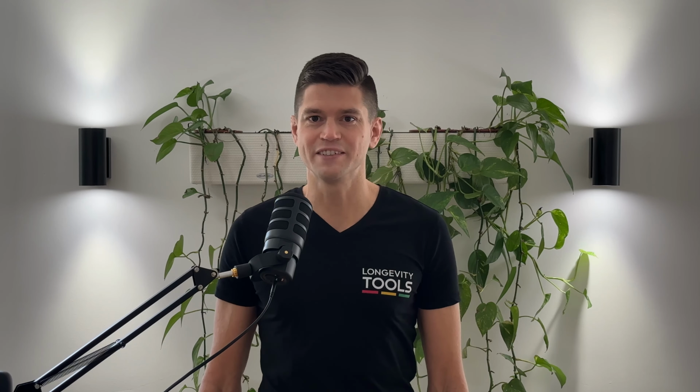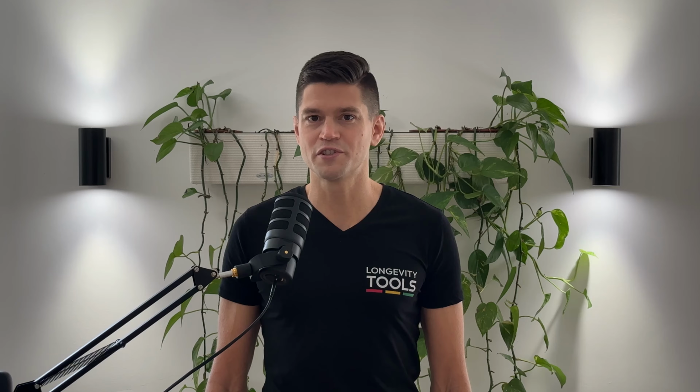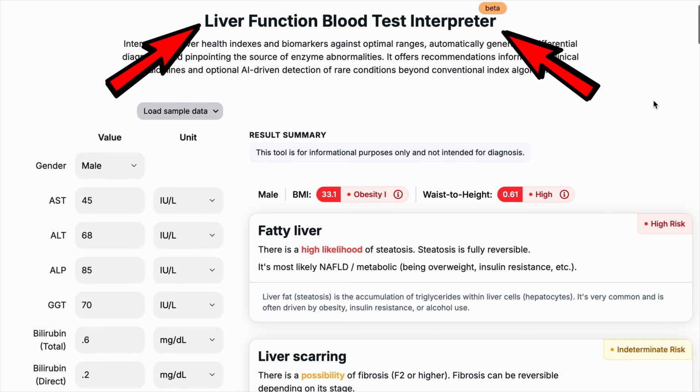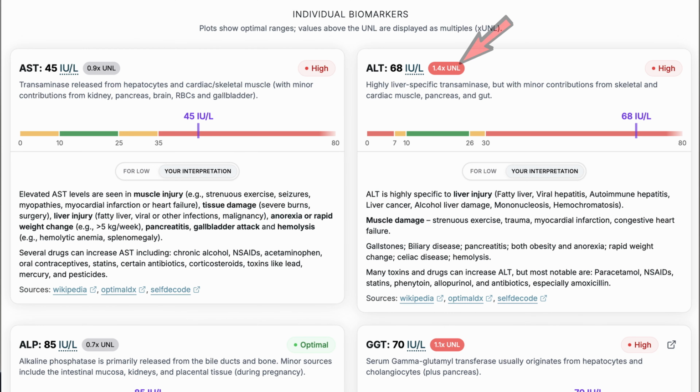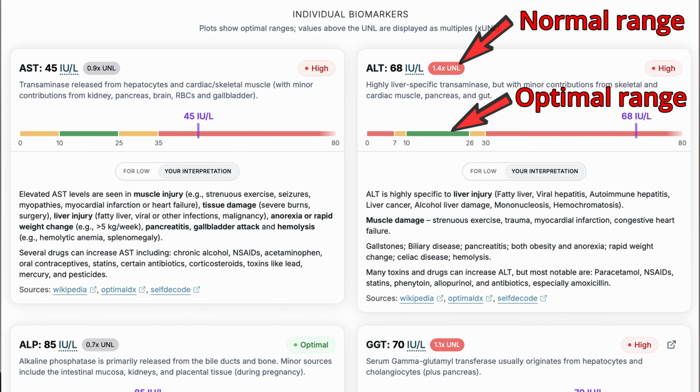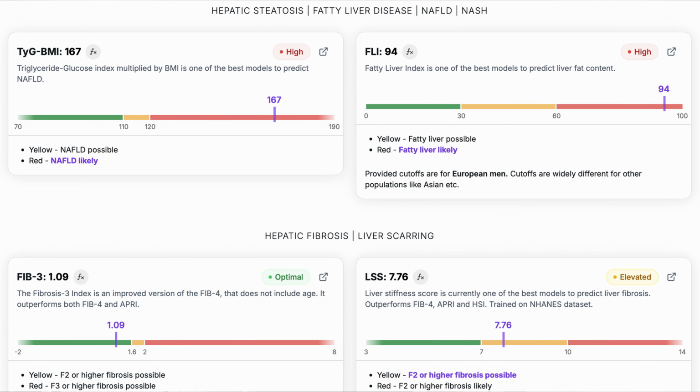Finally, a single place where you can interpret liver labs like a pro. Just like a top longevity clinic would do, this tool interprets liver markers using both normal and optimal reference ranges, then calculates the best indices for steatosis and fibrosis.